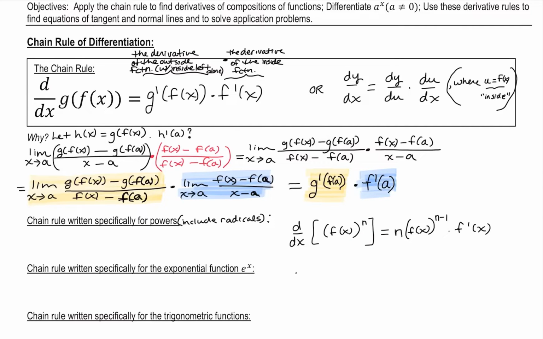For the exponential function, whatever is up in that exponent is the inside of the exponential function. If that is more than just an x, you need to think of the chain rule. So the derivative of the outside would be e to that with the inside function f of x left alone, and then times the derivative of the inside, so times f prime of x.